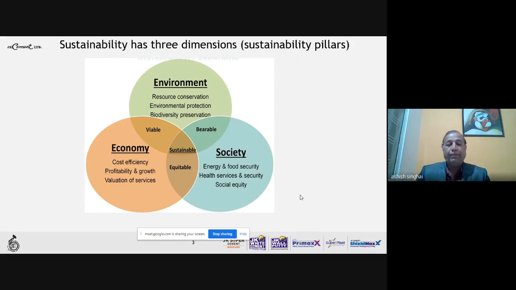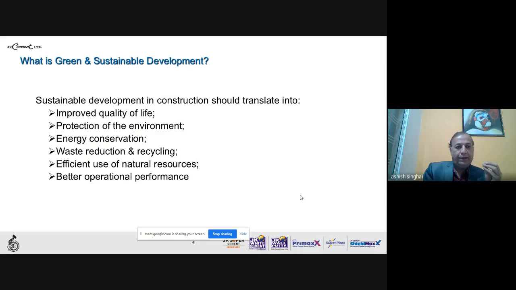Second point is society. So what does society need? Energy and food security, health services, and security of social equity. So we have to keep this social angle also in our mind. Third is economy. Whatever work we are doing today, it has to be viable from the economic point of view. So the cost efficiency has to be looked into. So these are the basic three pillars.